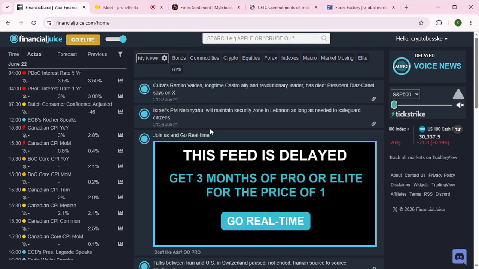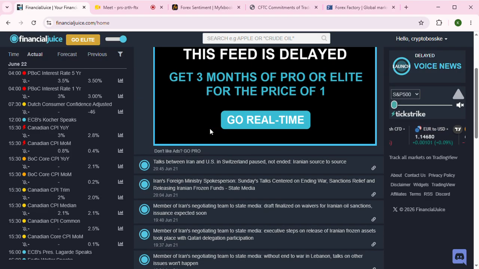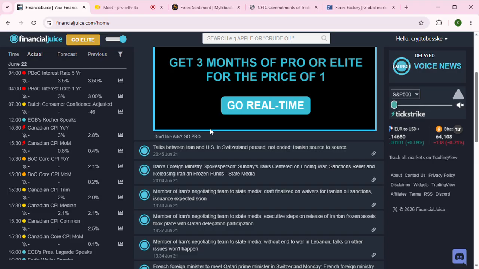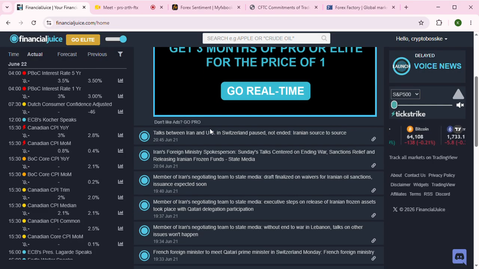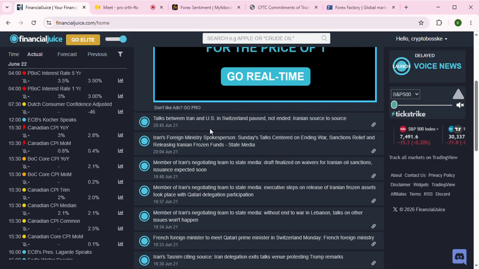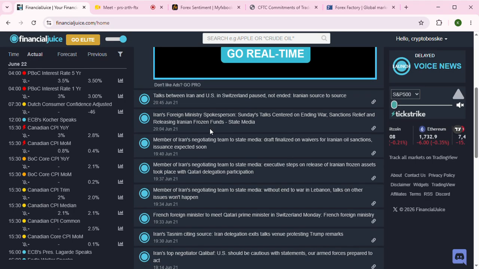Alright, so when you come to this, you are going to be getting news over here. There's a lot of news. Talks between Iran and US in Switzerland postponed, not ended, says an Iran source. You can see that was on the 21st. Today is the 21st. So the talks which were to take place have been postponed.